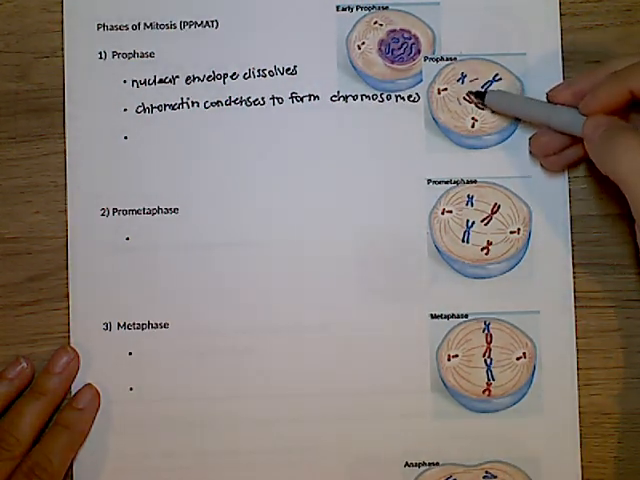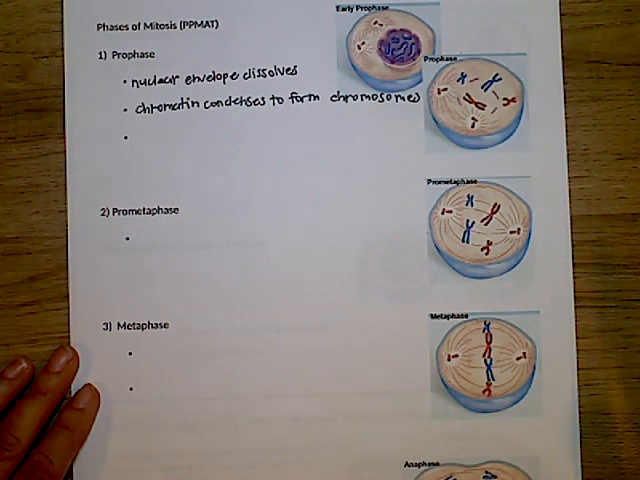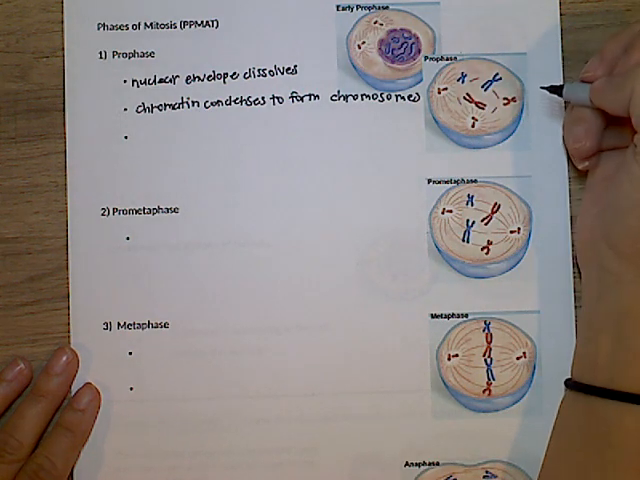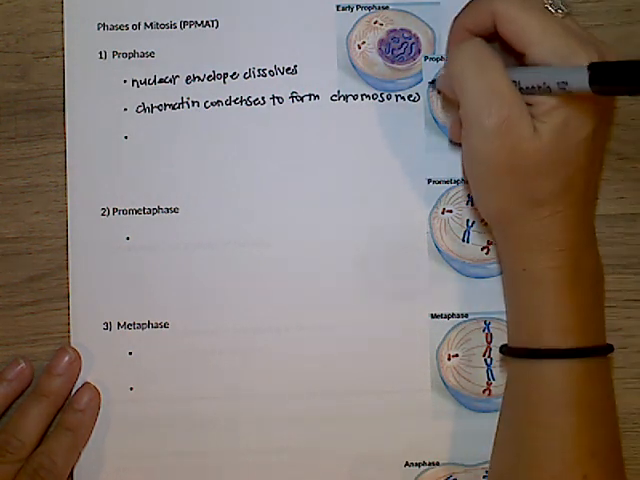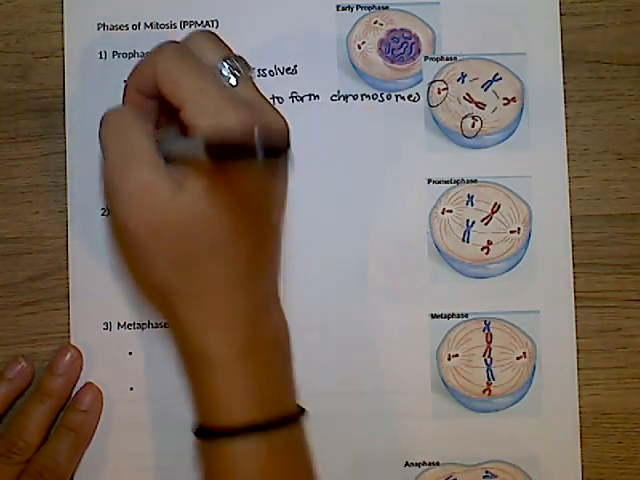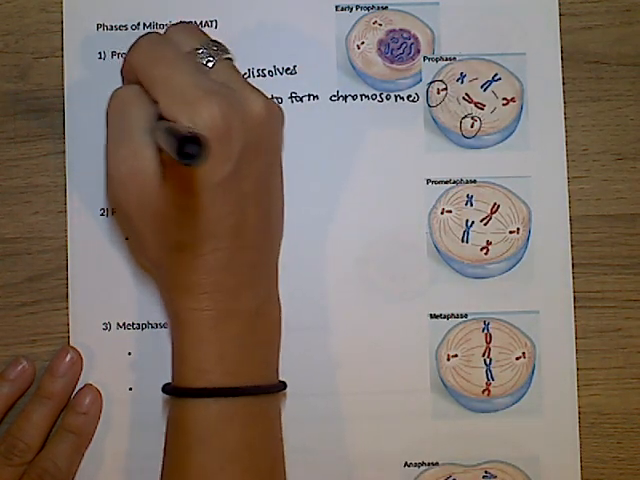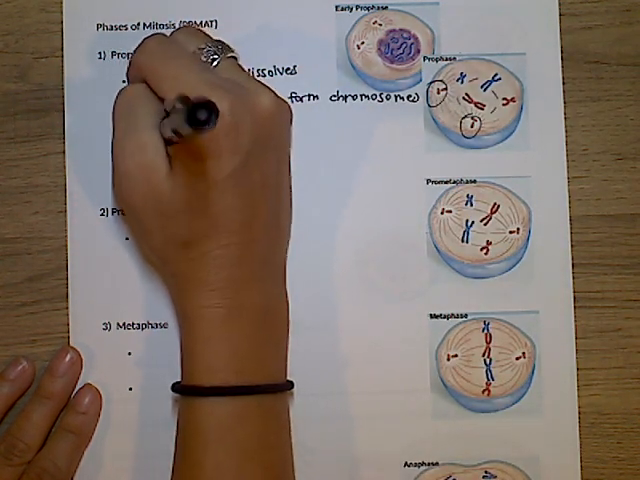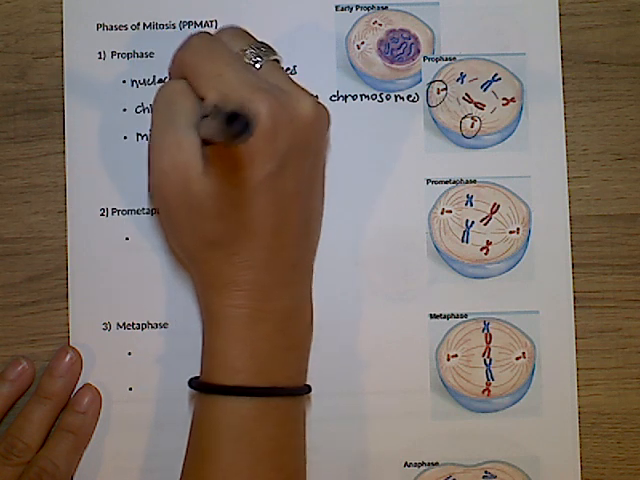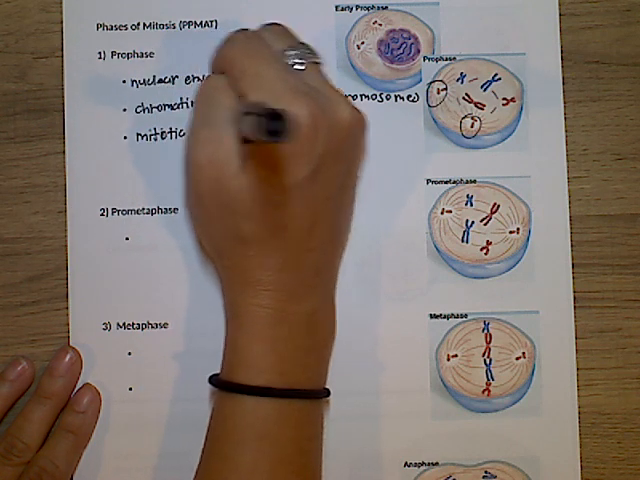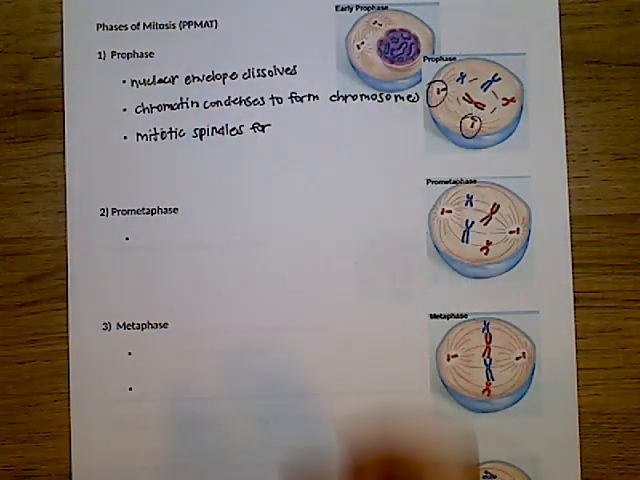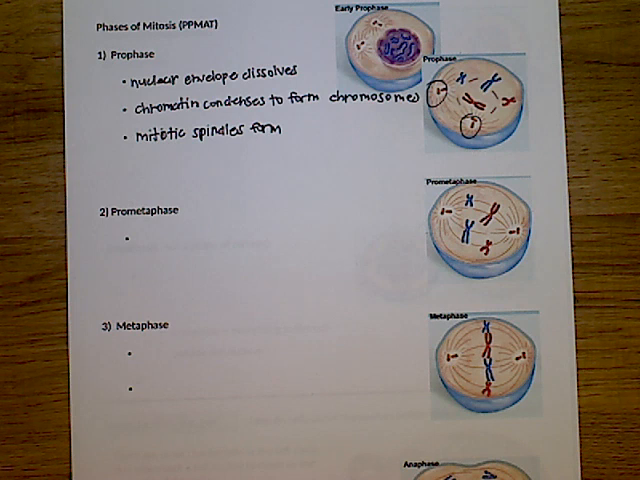You can see here we're starting to condense this mess into chromosomes. And these mitotic spindles form. So that's prophase. It's still considered a part of mitosis, but it's just kind of where everything's getting ready to be divided.